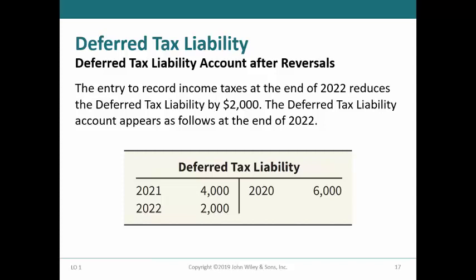The deferred tax liability account is just to represent the future taxes that will be owed by the company when the revenue is eventually reported on the tax return. When the revenue is reported on the tax return, then we begin to debit the deferred tax liability account to show the reversing difference.